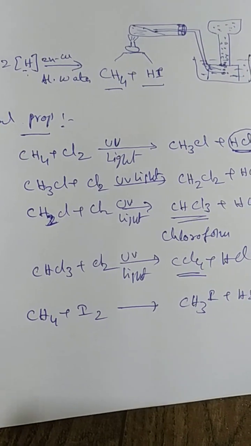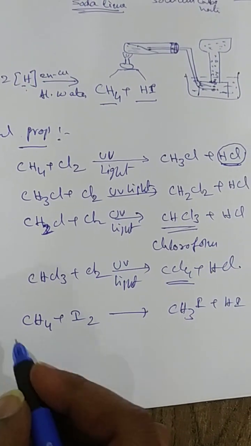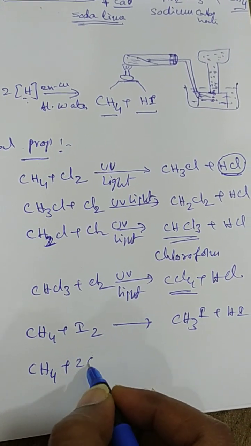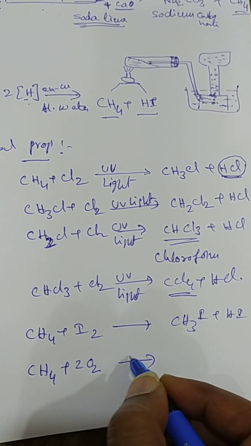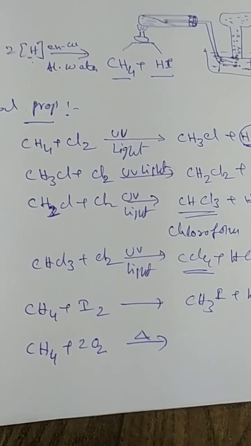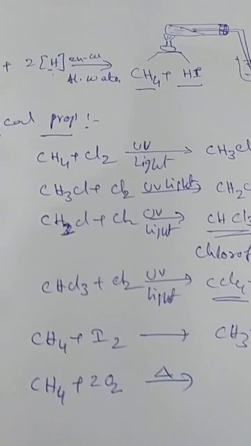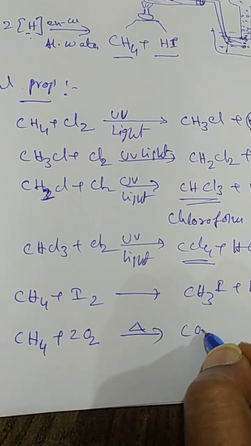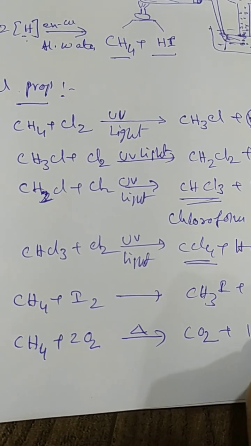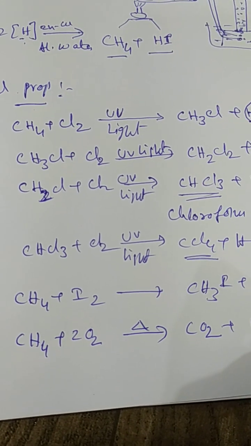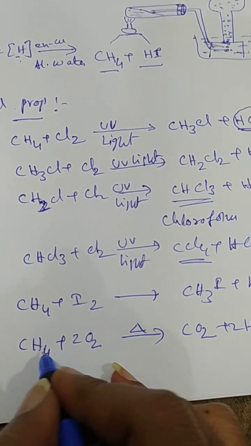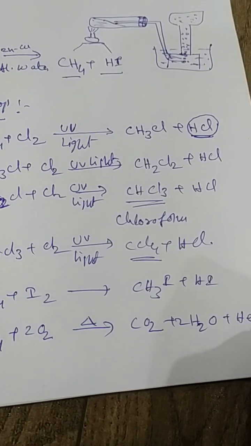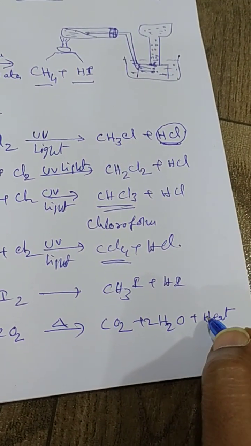Now, when we burn it, like CH4 plus 2O2, natural burning, heat. This is burning. If you are burning it, the simple thing is that carbon becomes carbon dioxide and hydrogen becomes water molecules: 4 hydrogen, 2 H2O plus heat. Some amount of heat will come out.